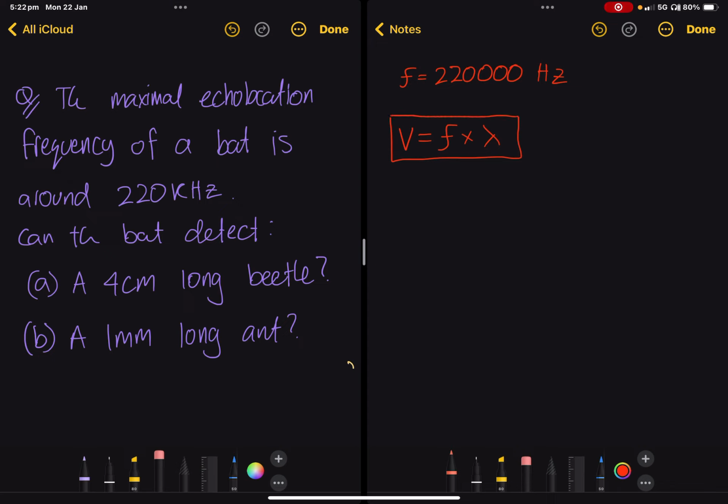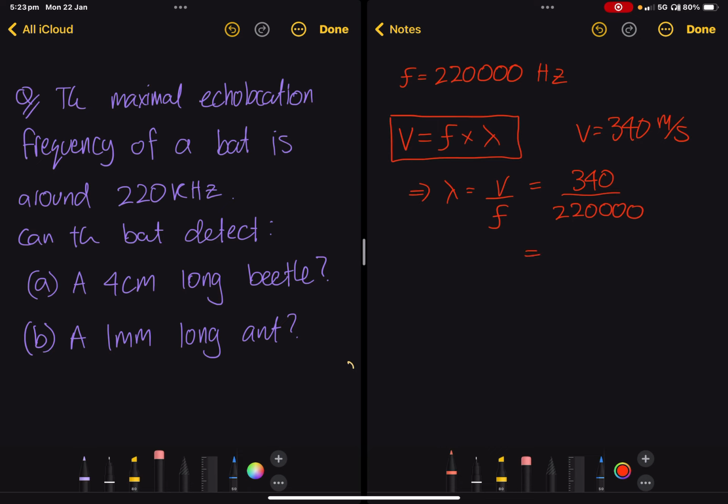In this question, it doesn't seem as if we've been given a velocity. We actually have, though. The velocity is just the speed of sound. So velocity is actually 340, and this is in terms of meters per second. So what we're going to do is find the wavelength associated with this frequency using v as the speed of sound. So the wavelength is the velocity divided by the frequency. Velocity is 340 meters per second. The frequency is 220,000.